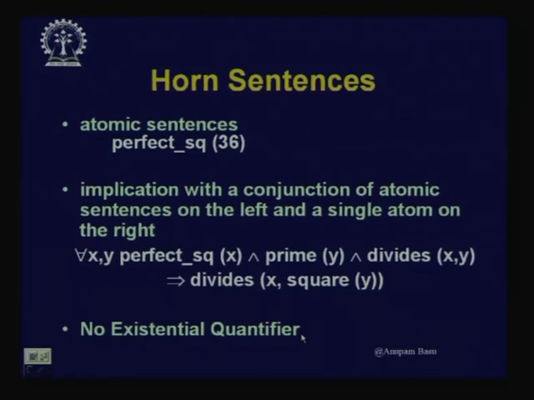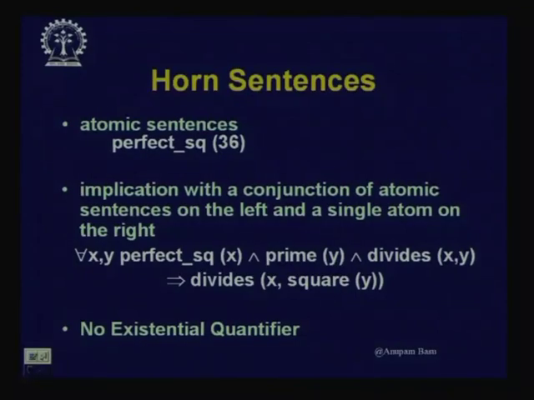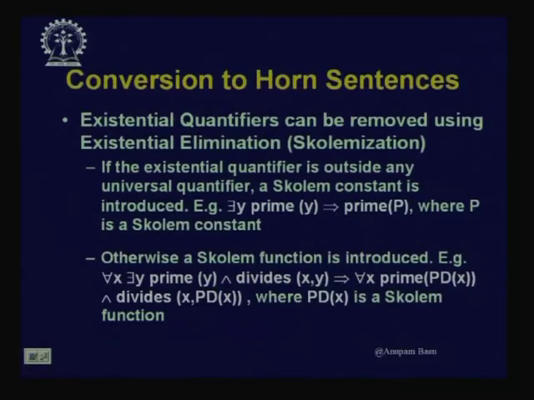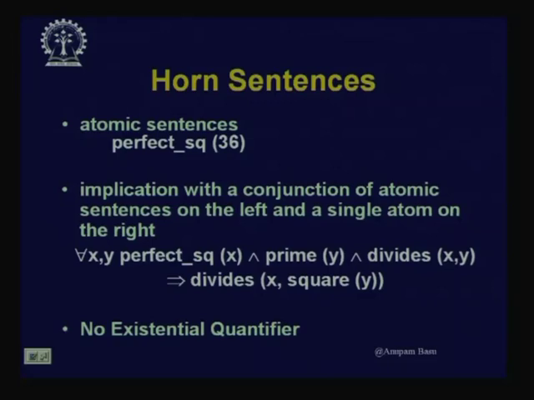Now, a couple of things you can note: on the left hand side of this implication there are atomic sentences, there can be negations on that side also, and on the right hand side we have a single atom, and there are no existential quantifiers. So if this be our horn sentence, this side is a conjunction, there is no ORing, and here also there is only one unit.